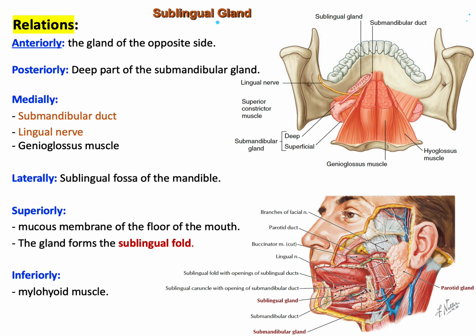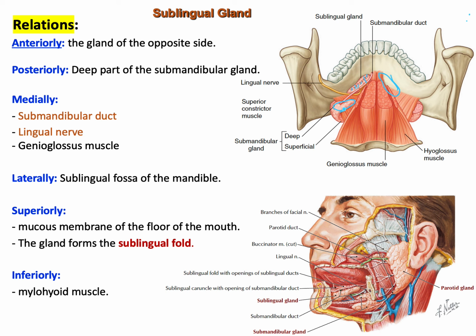A little bit about the relations of the sublingual gland. This is the sublingual gland that's located in the sublingual fossa, and these are the numerous ducts that secrete into the floor of the oral cavity. However, this is the left sublingual gland, and there is another one on the right, which is located lateral and, say, anterior to it. Posteriorly, this is the sublingual gland, and posterior to it you will find the deep part of the submandibular gland. So the deep part is located posterior to it.